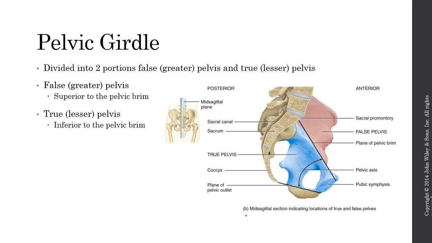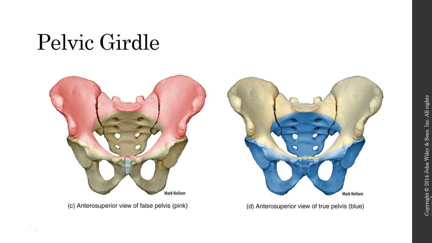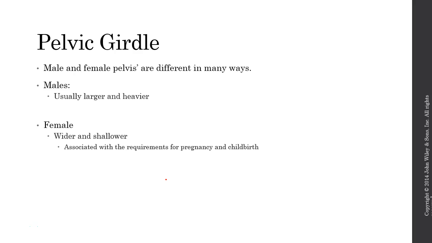So the pelvic girdle, this is not a large point to note, but is divided into a false and true pelvis. The false pelvis is more in the abdominal cavity area. The true pelvis is where we find the pelvic cavity. Just another way to see that.